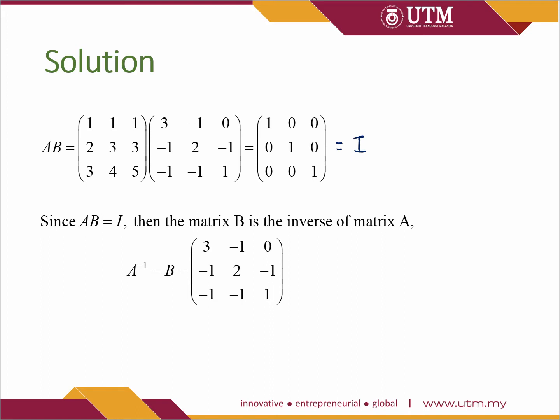Since AB, the multiplication of matrix A and B, produces I or the identity matrix, then we can say that our matrix B is the inverse of matrix A. So here we can represent it as the inverse of matrix A equals B, which is equal to this. So A times the inverse of A is equal to the identity.